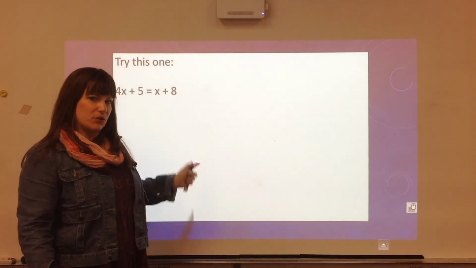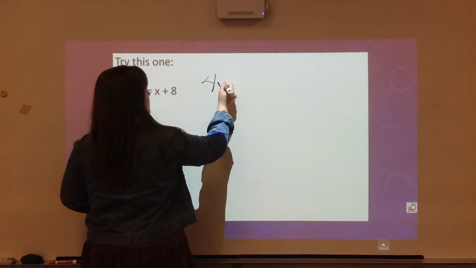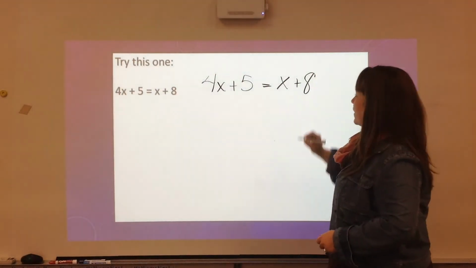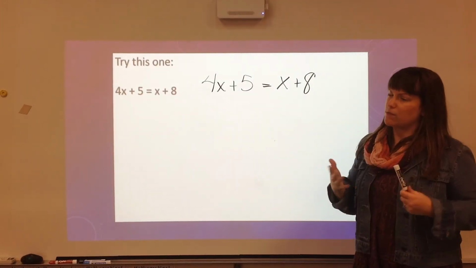I want you to try this one. I'm going to come back and actually show you how to do this one. It's 4x plus 5 equals x plus 8, and this is the last one for the day. So go ahead and try it first, and then I'll walk you through the steps of this multi-step one.